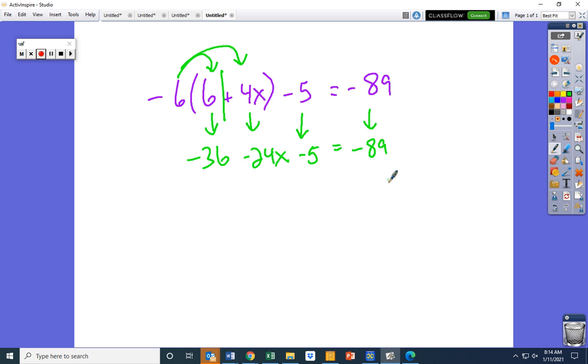Now, when I get to this point, before I put this in the box, can I combine negative 36 and a negative 5? They're like terms, aren't they? They don't have any variables connected to them. They're just numbers by themselves. So I can combine these two. So a negative 36 and a negative 5. If you owed me 36 bucks and you owed me 5 more, how much would you owe me? You would owe me $41. So I combine those, and I have negative 41 minus 24x equals negative 89.